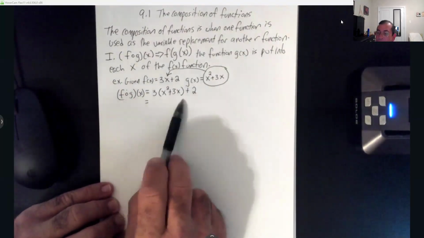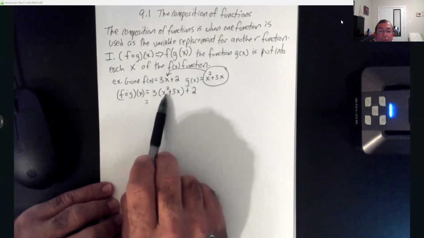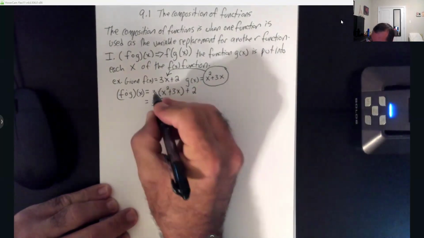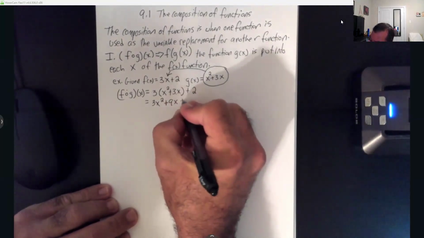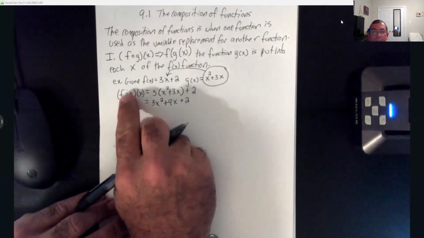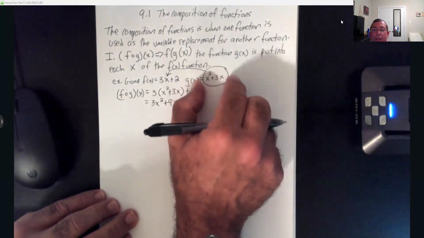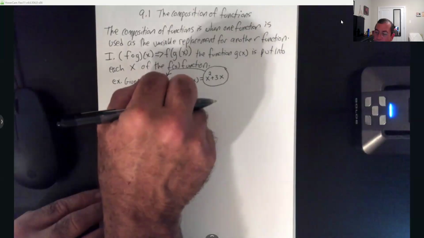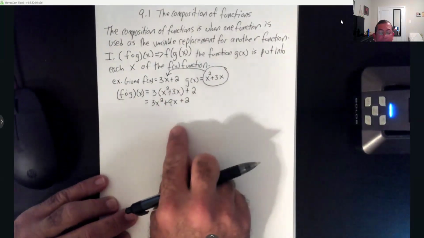And y'all, to simplify that, we just want to get rid of parentheses. So we'll distribute our 3. So I get a 3x squared plus 3 times 3 gives me 9x. And then at the end is my plus 2. So this is the composition of F composed G of X. And y'all notice, you're not putting in a single variable or a single number now. You're putting in a whole function for that X, okay? And then you just try to simplify it down.